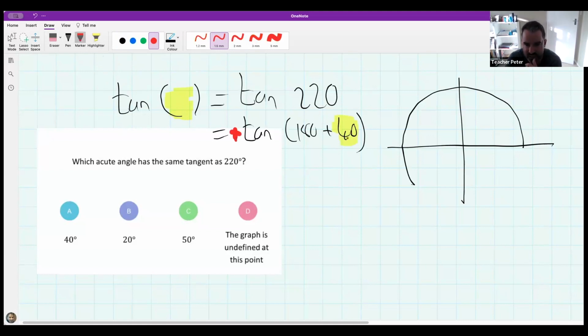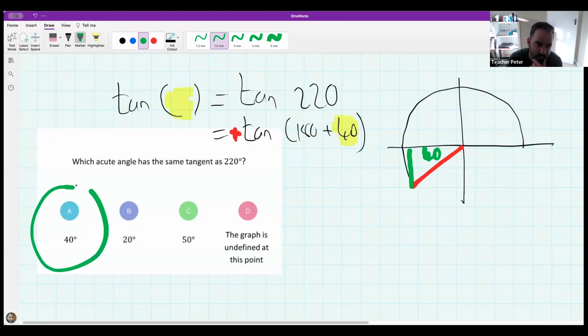But the magic thing is the 40. That's the reference angle. That's the little bit that's going to be hiding out over here, making my triangle. And so the correct answer should be A. And you can try that on your calculator and you'll see that it's true.